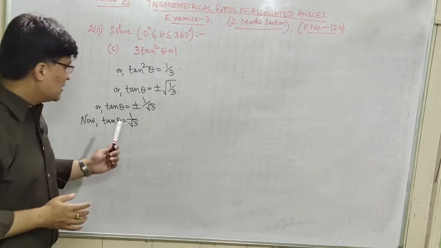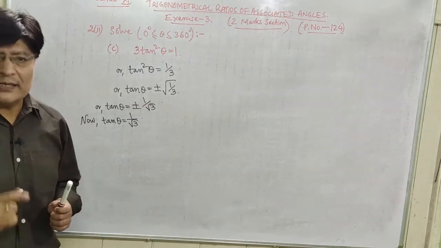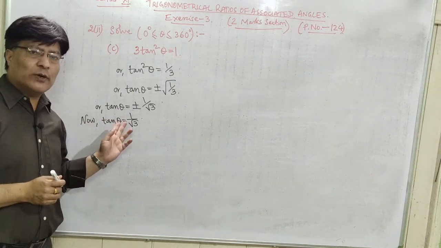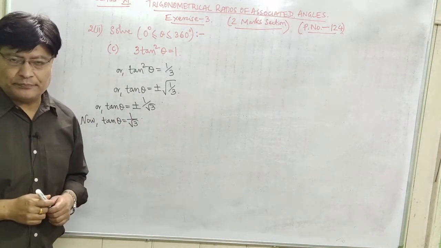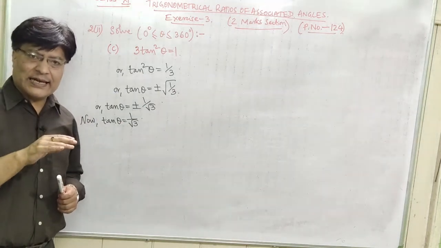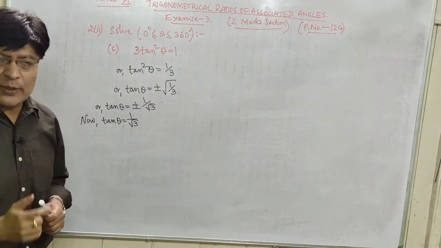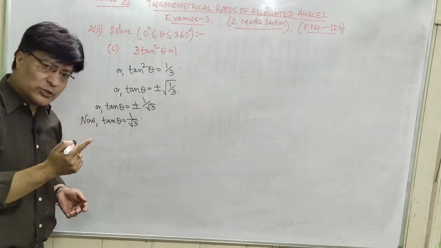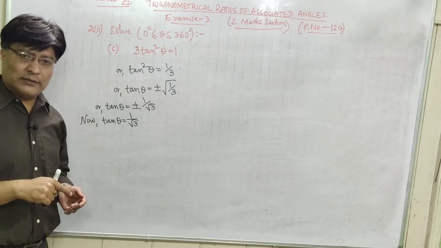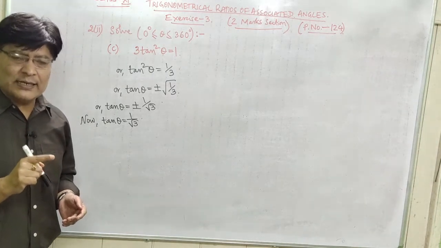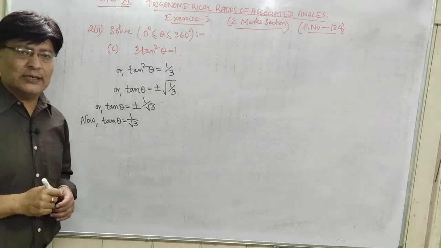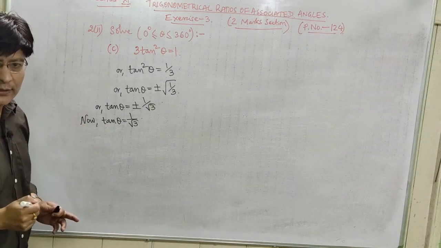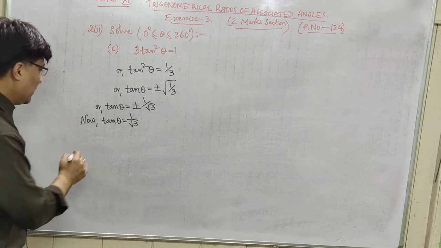Now let us get the value for theta in this case if tan theta is equal to plus 1 by root 3. Now first of all you should check in which quadrant tan theta is positive. So you know that tan theta is positive in the first quadrant as well as in the third quadrant. So you have to find out the angle in the first quadrant and in the third quadrant. That is, you should get the value for theta in the first quadrant as well as in the third quadrant. Okay. So you can easily get the angle in the first quadrant. So tan of which angle is 1 by root 3?